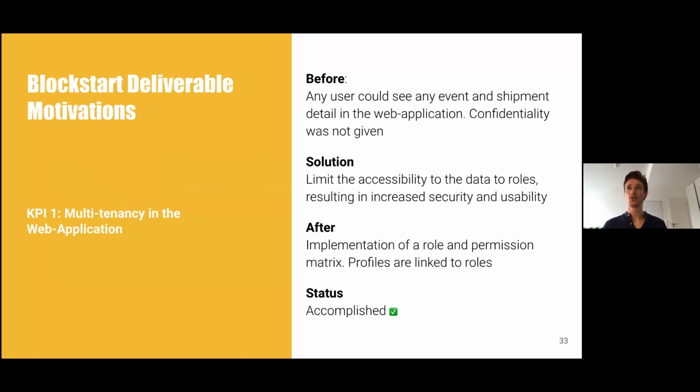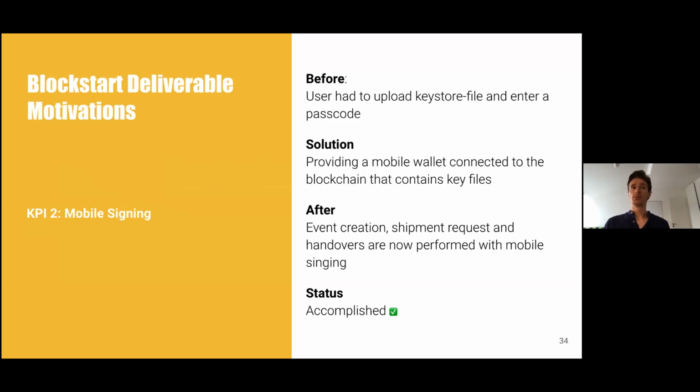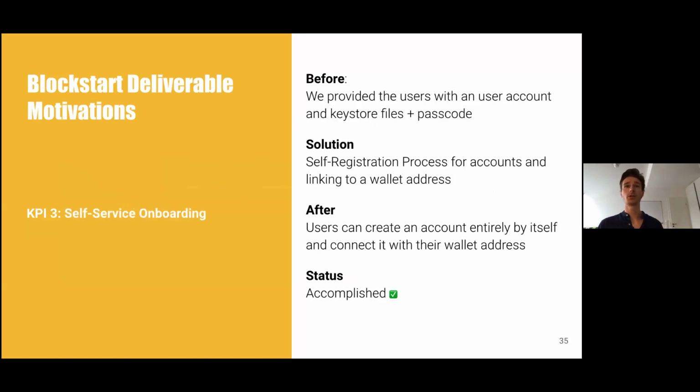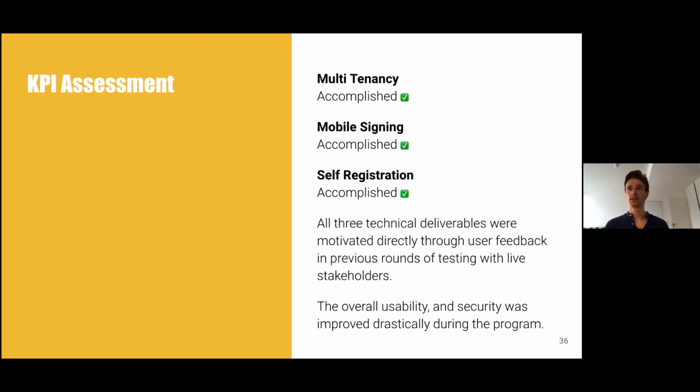So as I said, with the help of BlockStart, we developed this multi-tenancy function so that not each actor sees everything in the system, but the delivery guy sees what is important for the delivery guy, or the customer in the end would see, for example, the whole process. Then we have this mobile signing function, so you can sign a transaction with your mobile phone by scanning the QR code and confirming. And the self-onboarding function, so users can create their own accounts. Before, we needed to send them the key pairs, now they can create them themselves. And those were basically the tasks we accomplished with the help of BlockStart.